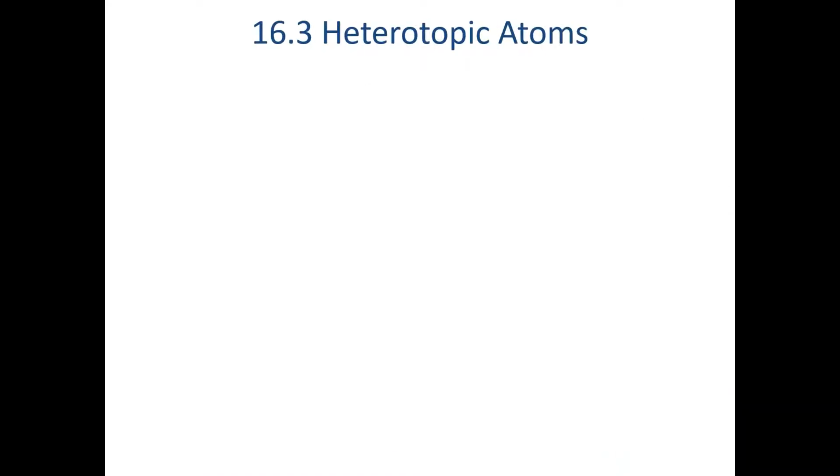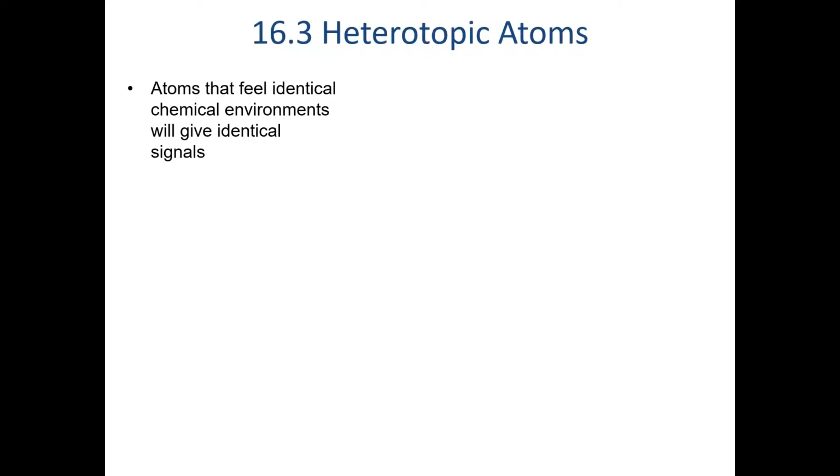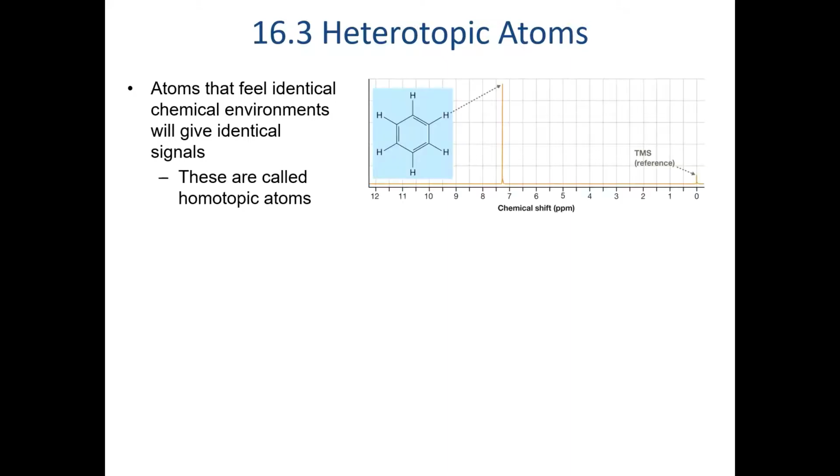So here's our first example of what an NMR spectra actually looks like. There are a lot of things to look for on an NMR spectrum, but the very first thing that we want to see is how many different types of environments do we actually have? How many different types of protons do we have? Anytime that we have atoms that feel identical chemical environments, right, they're attached to the same things, they're going to give us identical signals. We call all of those homotopic atoms, meaning they have the same environment, homo, same.